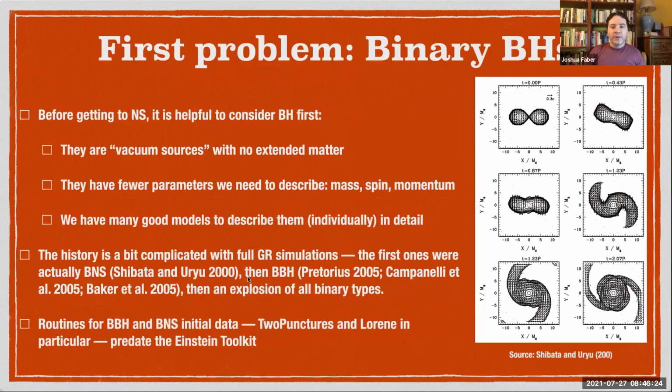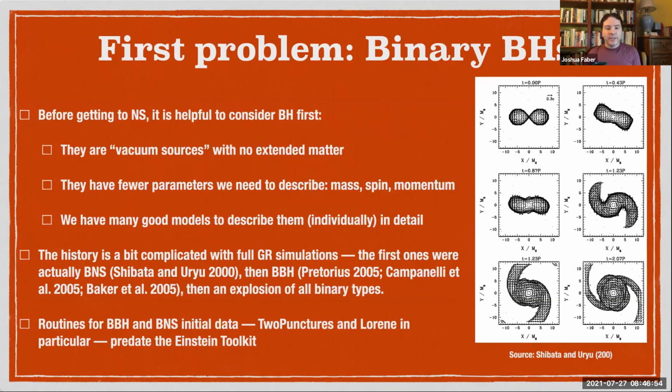So with all that done, it's worth talking about binary black holes as a stepping stone on the way to binary neutron stars. And thank you, chat. Yeah, so 1999 for conformal thin sandwich, but it is definitely the same James York Jr. So let's talk about black holes on the way to neutron stars.